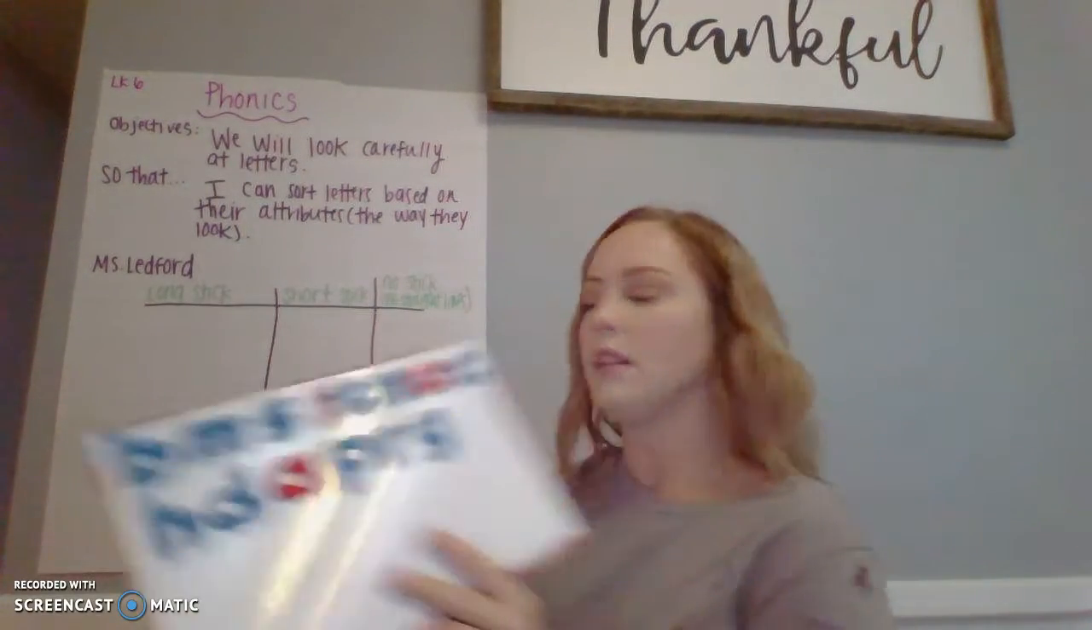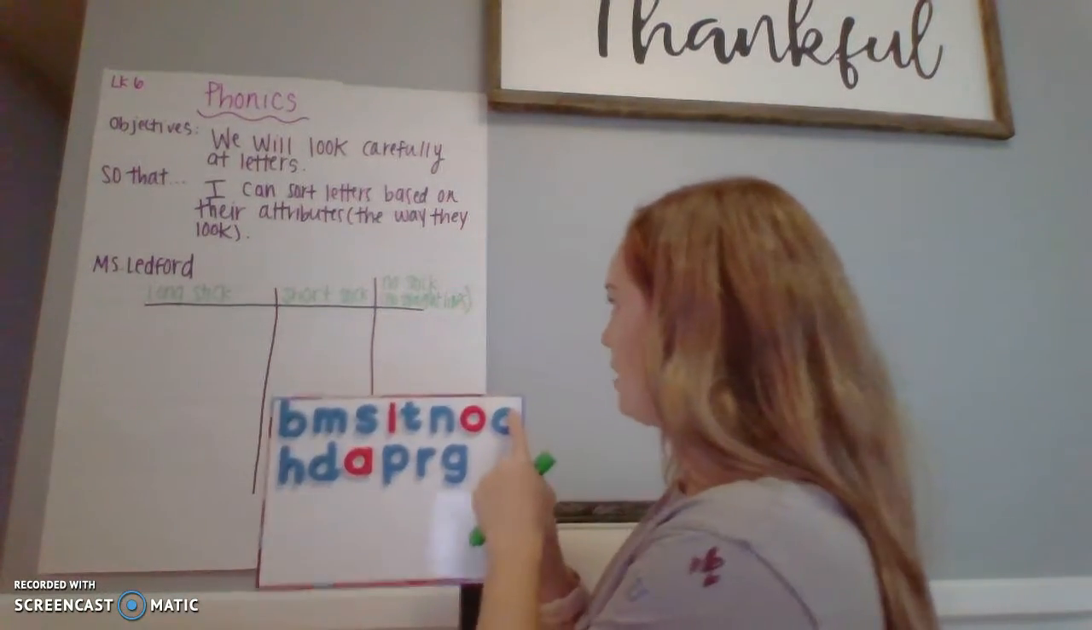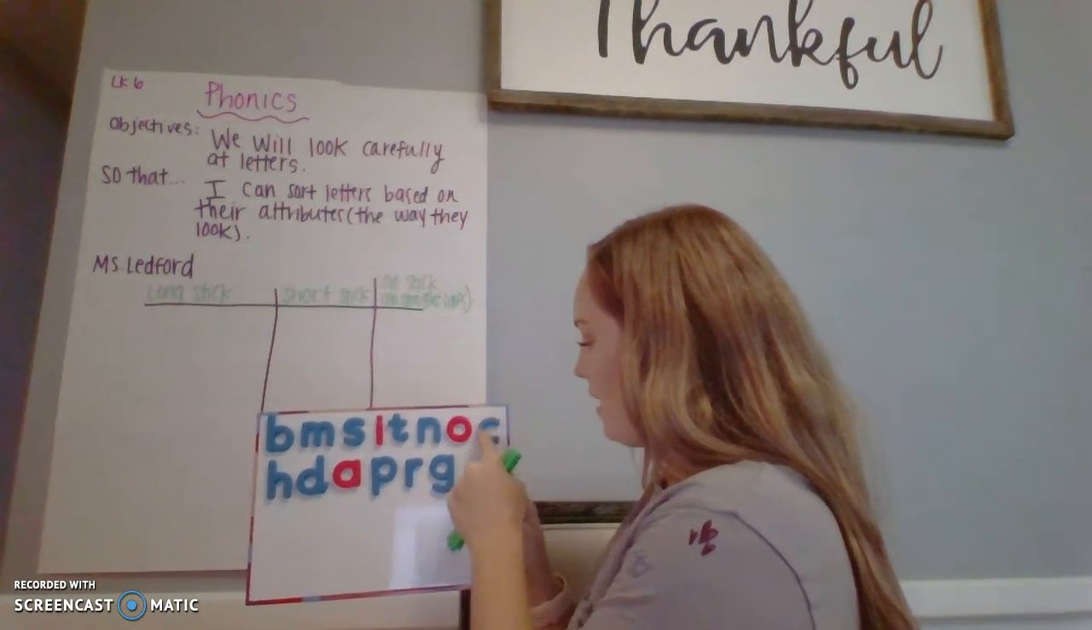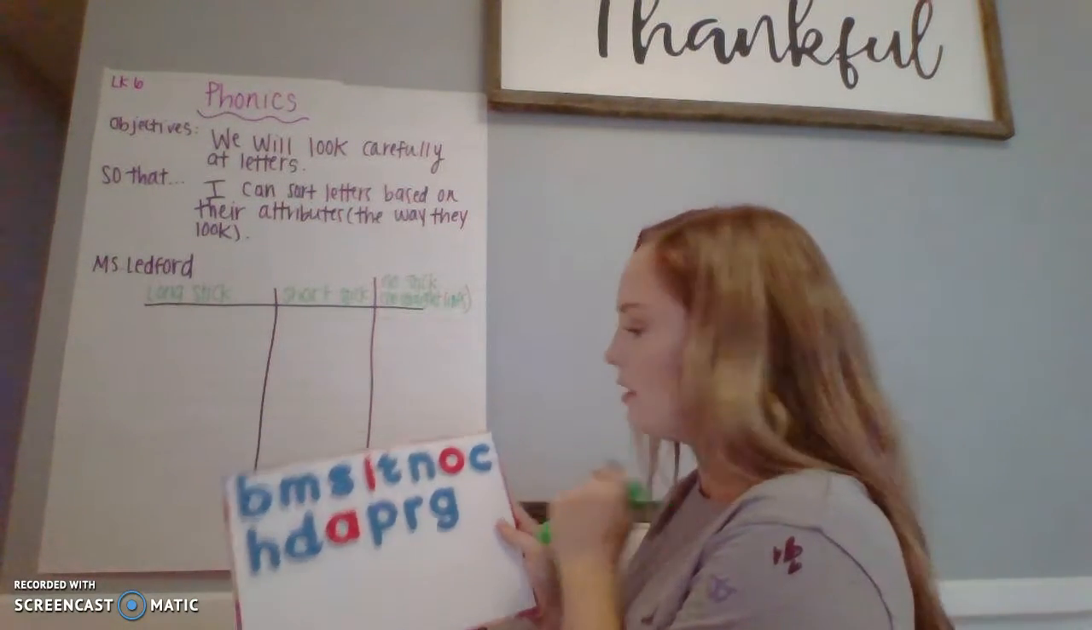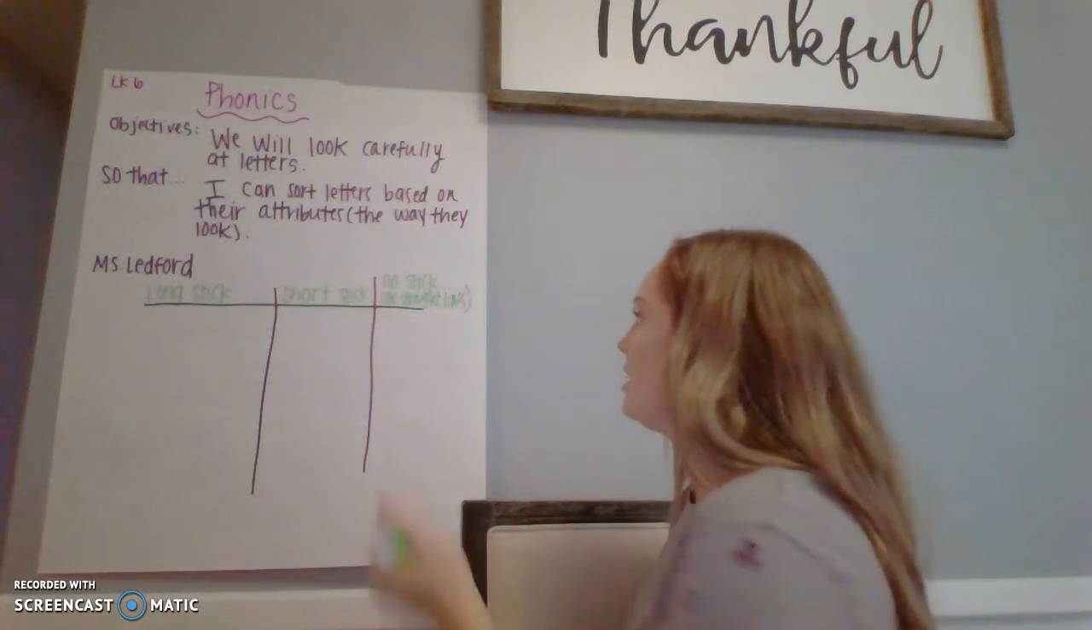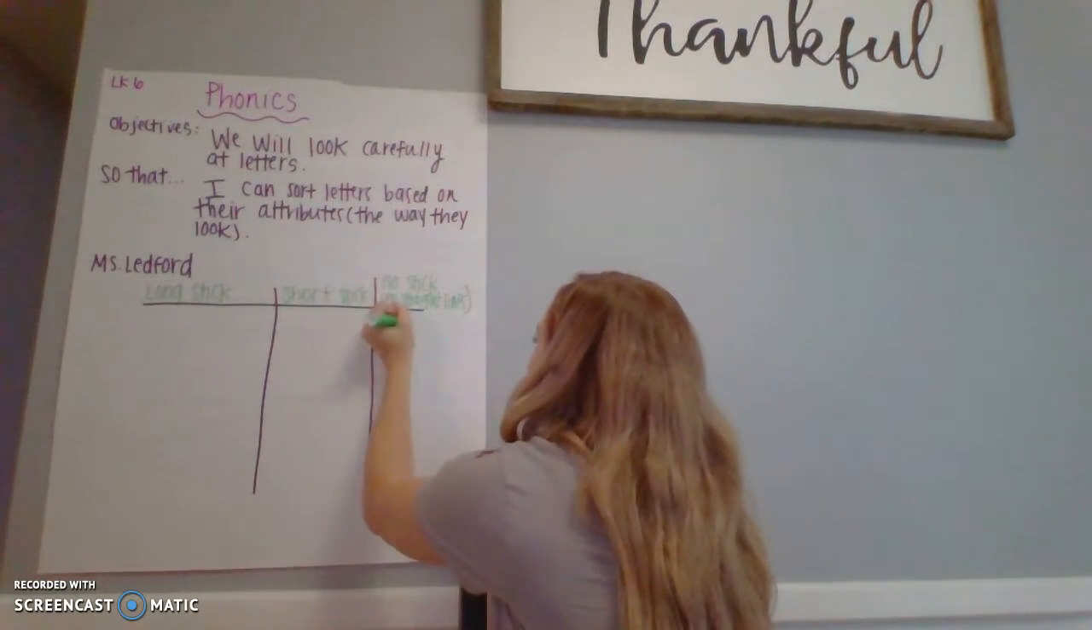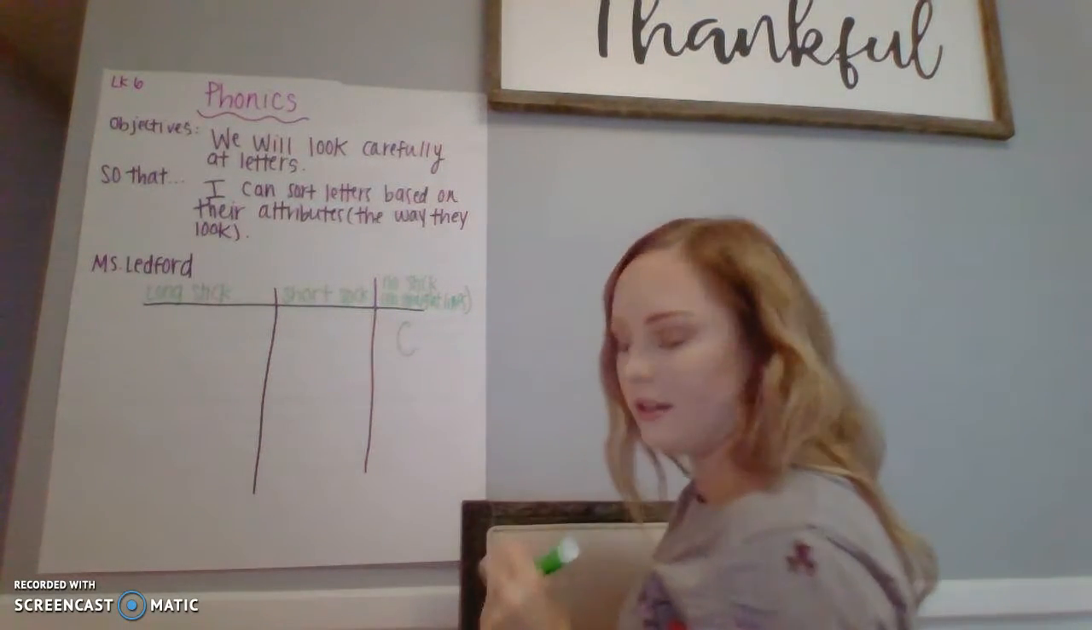So I'm going to start and pick a letter. I'm going to pick the letter C. When I trace it with my finger or I look at it and I see it, I notice the letter C has no straight lines. So I'm going to write the letter C over here. No stick and no straight lines.